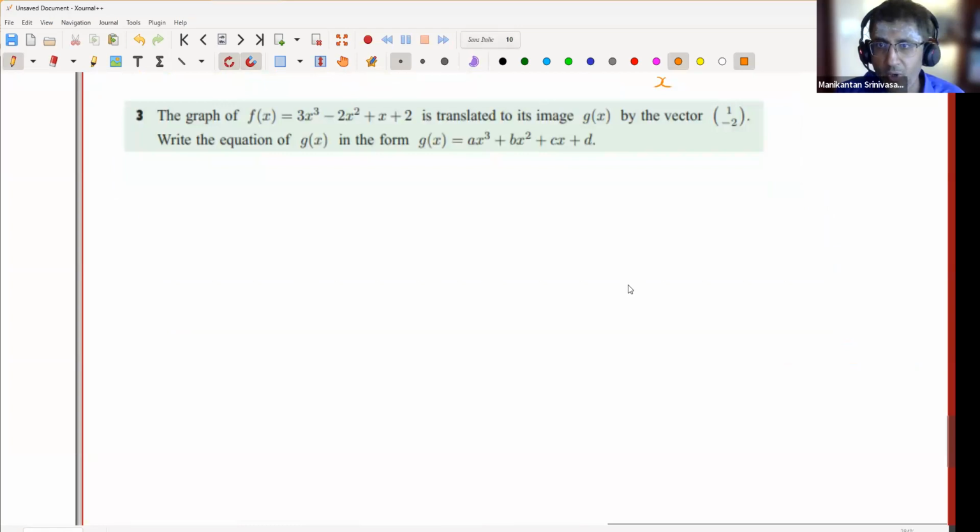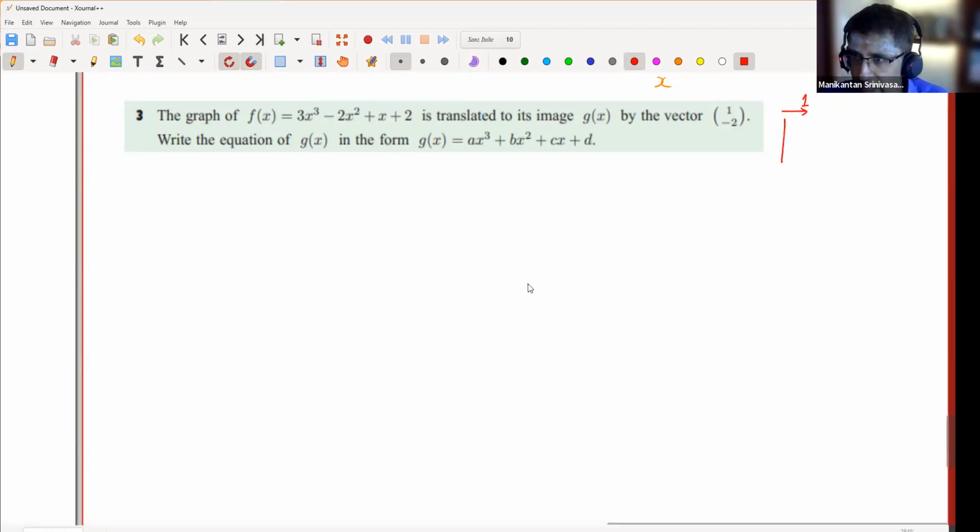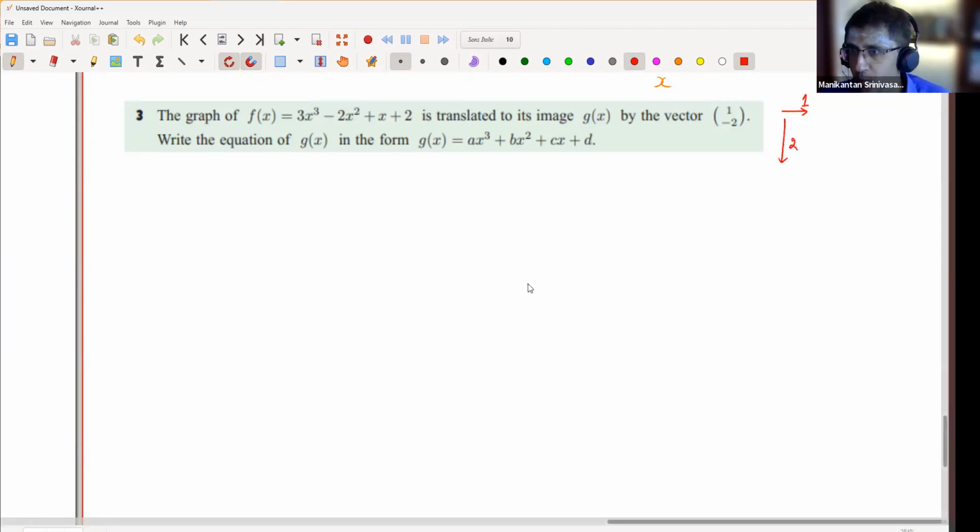Okay, someone else also, I think Keshav also asked me something very similar. Let's discuss this. In fact, you had put a question on the group, maybe it came a little late. But the vector 1, minus 2 means it's shifting right by 1 and shifting down by 2. Vector-wise, it's the x direction and y direction first. So shifting right by 1 and shifting down by 2, okay?